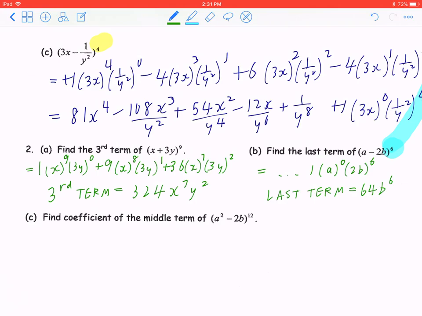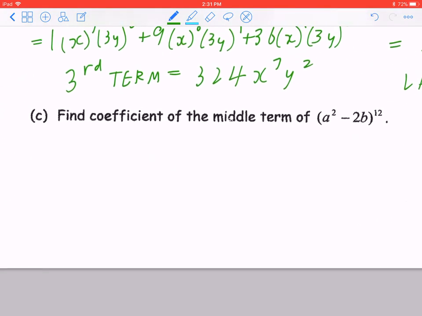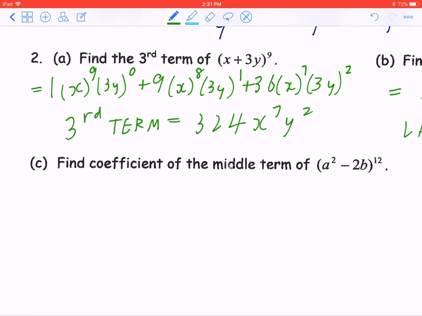Okay, so for 2c, they're asking you to find the coefficient of the middle term of a squared minus 2b, the entire binomial, to the power of 12. So by now, you should be able to see this. You know there are 13 terms. So if you count this, there'll be 6 terms on the left, 6 terms on the right, and the middle term is going to be the 7th term. So what they're really asking is the 7th term, right? The middle term in this problem is the 7th term. There's 6 on the left, 6 on the right, and the middle one is going to be the 7th.